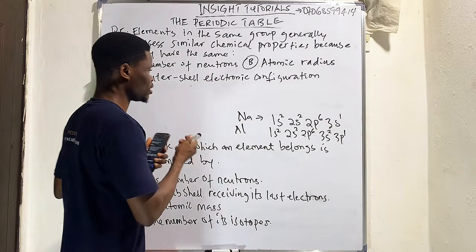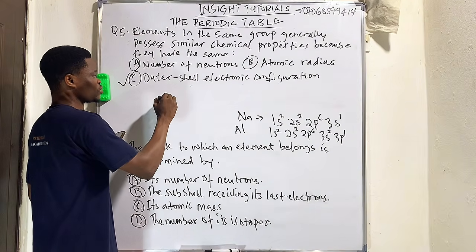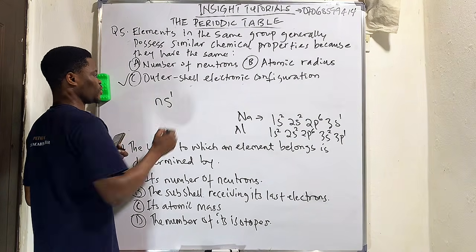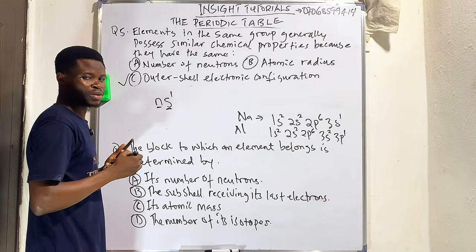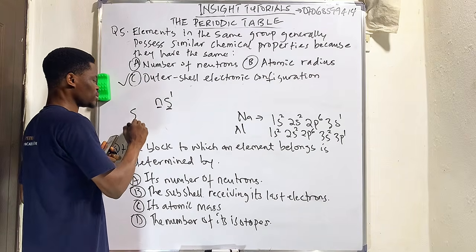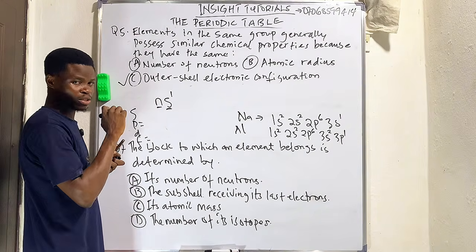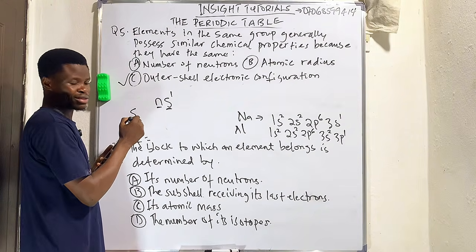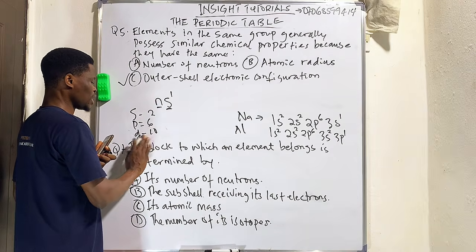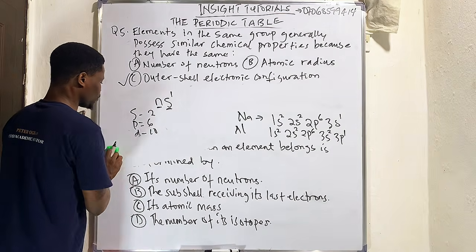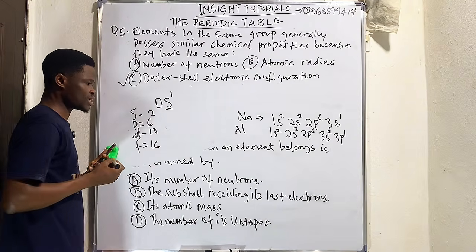Now, you should know that in every electronic configuration, we have it in this manner. For example, this is the energy level, and this is the subshell. And the subshells, we have the s, the p, the d, the f. The highest number of electrons that the s can carry is 2. This can carry 6. This can carry 10. And the f can carry 14.